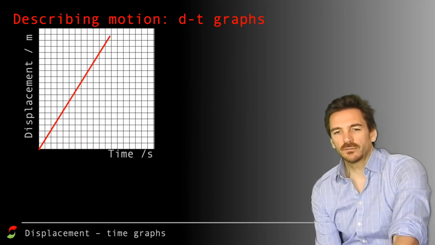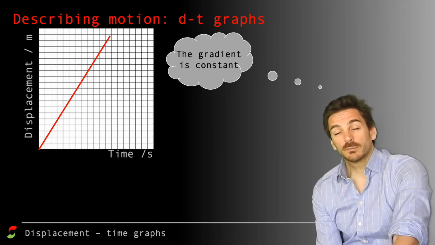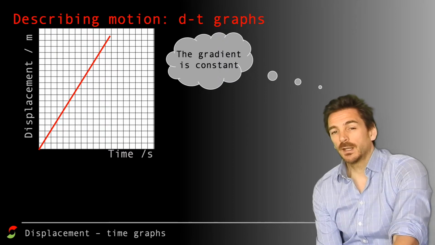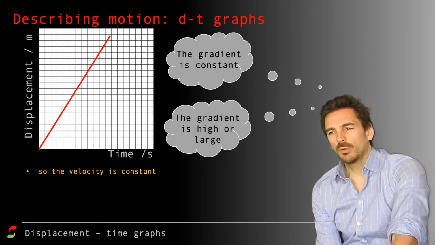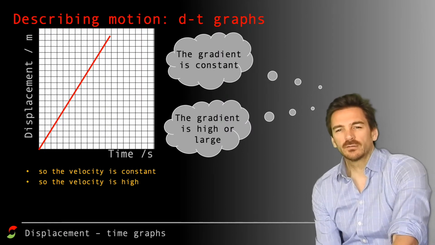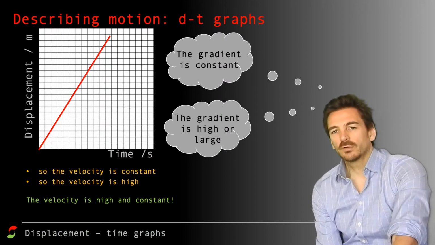Let's have a look at a different example. Slightly different, but it's still a constant gradient here, so that must mean it's a constant velocity. It's also quite large compared to the other one, so the velocity is larger. So it's moving at a large constant velocity.